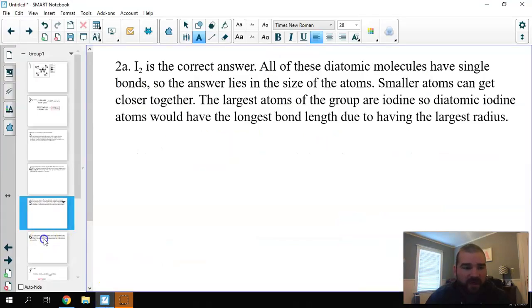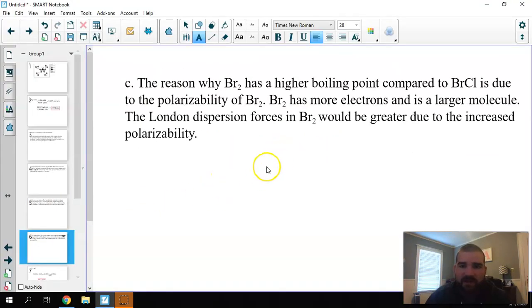Okay, so here's what I have. The reason why bromine has a higher boiling point compared to BrCl is due to the polarizability of bromine. The bromine diatomic molecule has more electrons, it's a larger molecule, and therefore the London dispersion forces would be greater due to this increased polarizability. Okay, so essentially, when you're talking about intermolecular forces, more electrons, more stuff, more surface area, more space, more size, that's always going to lead to stronger intermolecular forces.